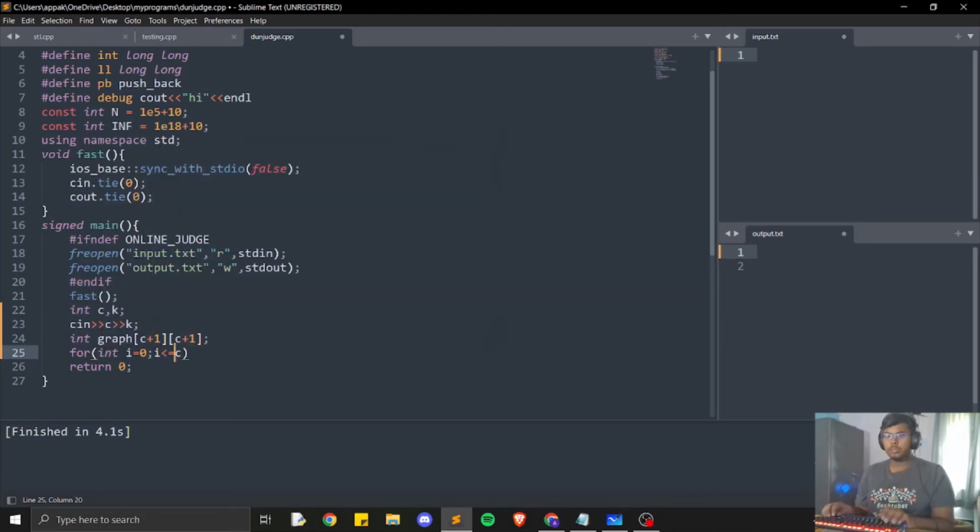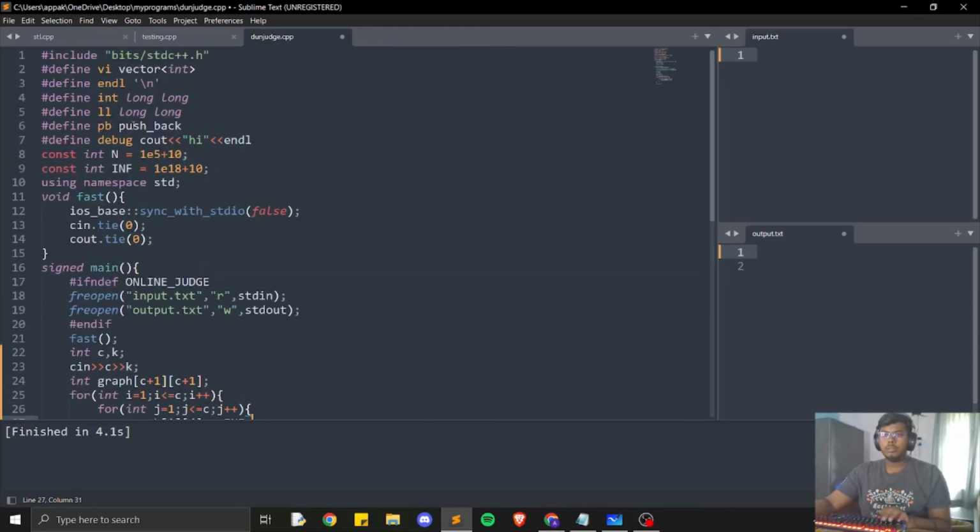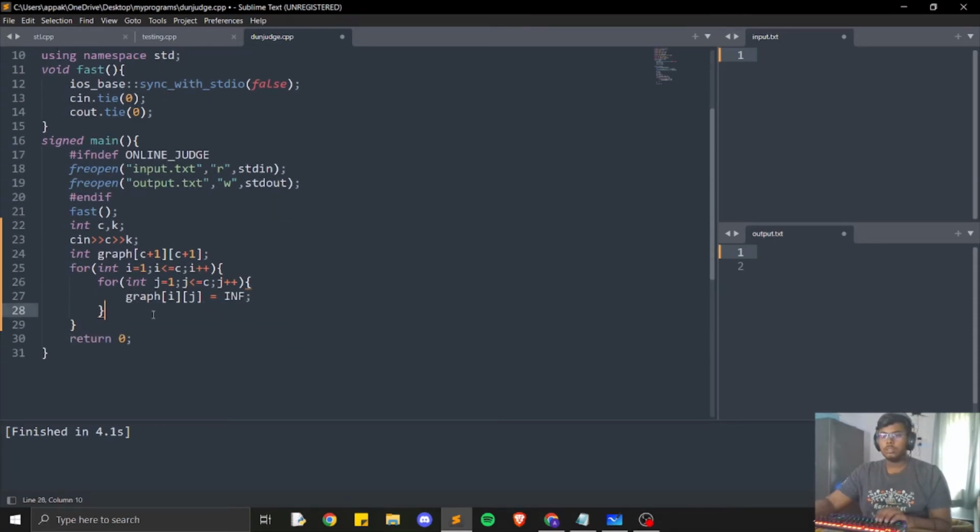for int i = 1 to c, i++, for int j = 1 to c, j++, graph of i j would be infinite. Here I have defined infinite as 10 to the power 18 plus 10, which means that there is no path between the two nodes.